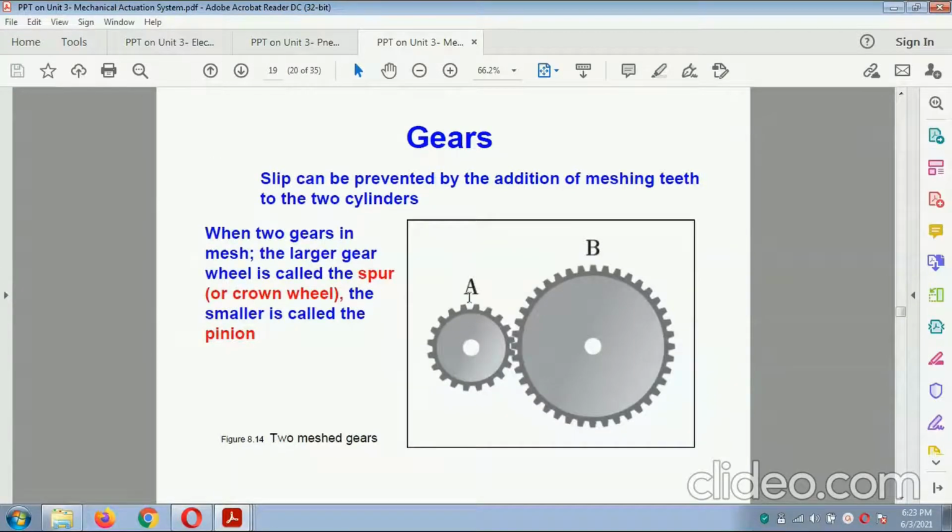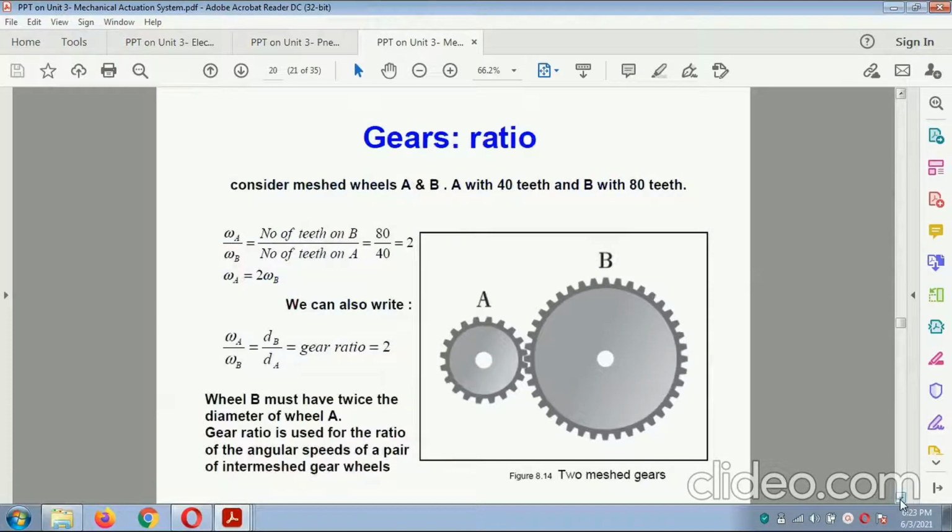The slip can be prevented by the addition of meshing teeth with the cylinder. When two gears are in mesh, the larger gear is called the spur and the smaller gear is called the pinion. The gear ratio.